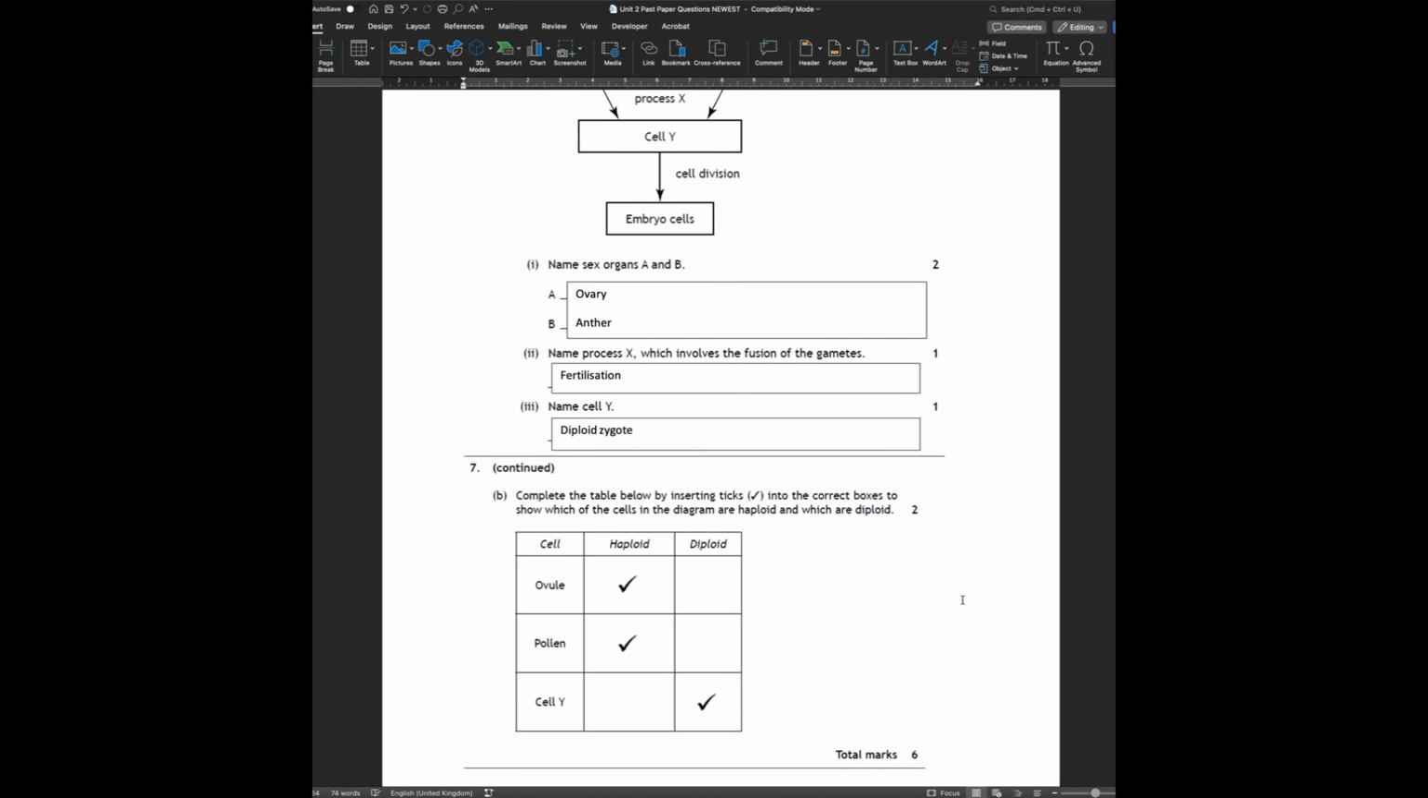It's a classic thing where if you do a bit more extra work up front, that pays off for you in the long term. So by continually saying diploid zygote, you give yourself a free extra mark there in this question at the end. So I hope that was useful, folks.